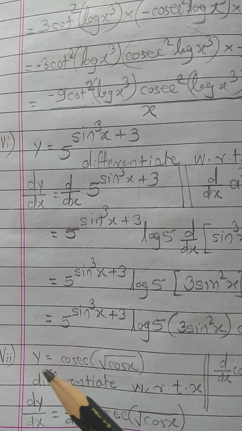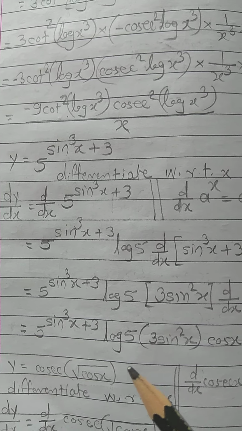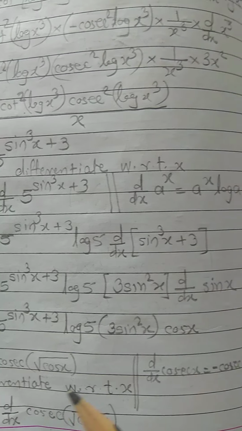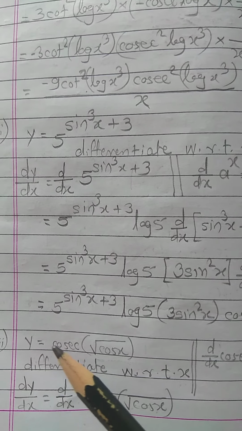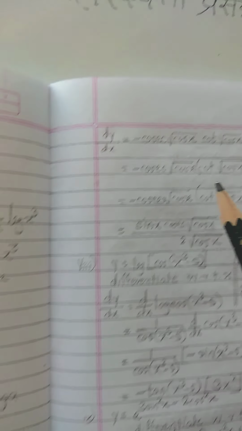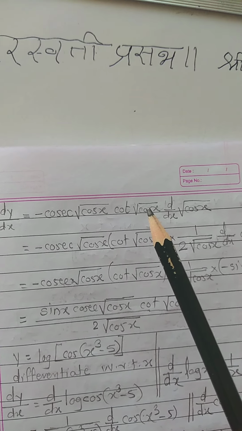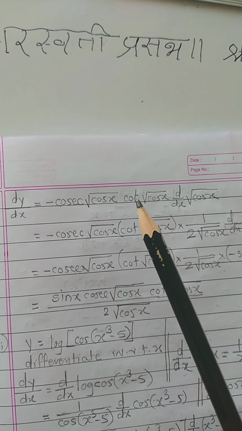Question 7, y equals cosec of root of cos of x. Differentiating with respect to x, what will we get? Derivative of cosec, we know, is minus cosec cot. Similarly here, the derivative of cosec of root cos x will be minus cosec root of cos x, cot root of cos of x.